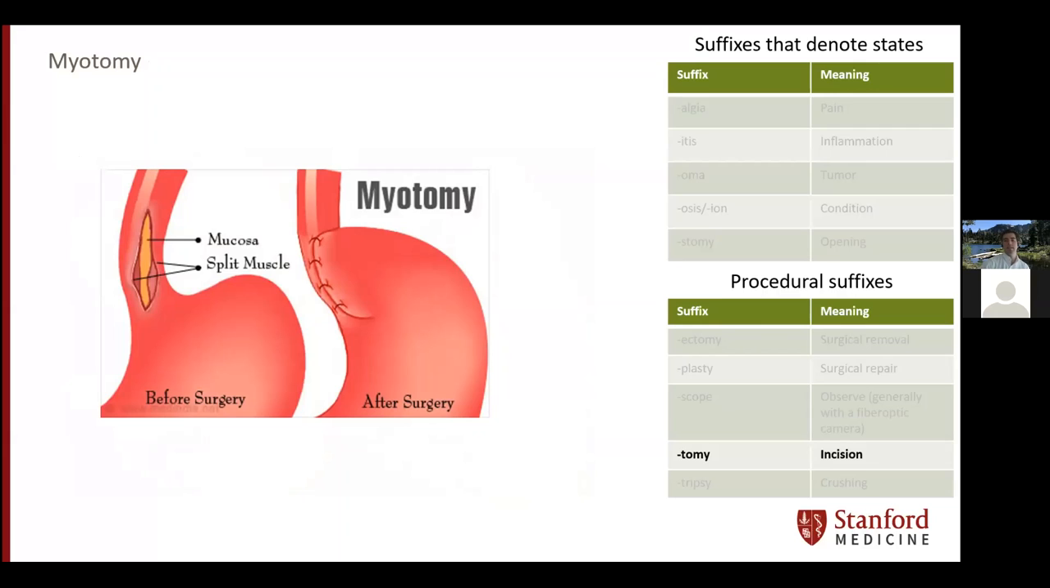And that condition is a condition in which the lower esophageal sphincter, which is the connection between the esophagus and the stomach, becomes too large and becomes too stiff. And to fix that, we actually cut into that muscle to try and loosen it up and allow people to swallow more normally.